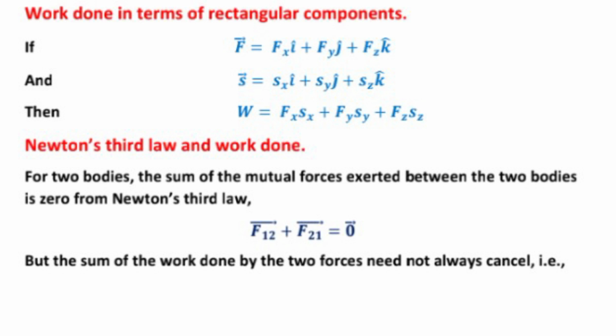Newton's third law and the work done. For two bodies, the sum of the mutual forces exerted between the two bodies is zero from Newton's third law. Vector F12 plus vector F21 equals 0. But the sum of the work done by the two forces need not always cancel.